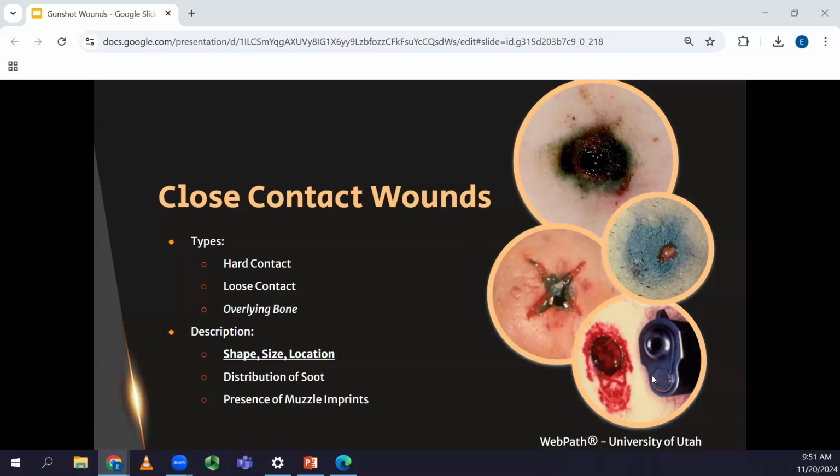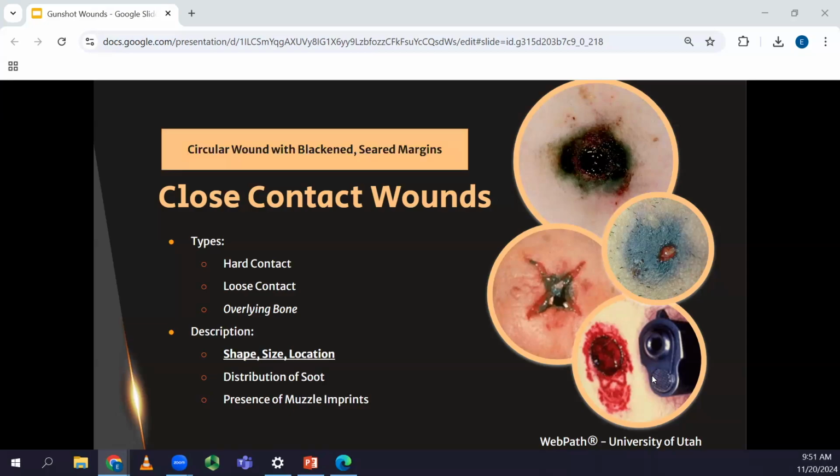So key things to document, of course, are shape, size, location. Distribution of soot: is it inside the wound? Is it surrounding the wound? And if you see a muzzle imprint, then document that you see an imprint, and just describe whatever you see. You don't have to directly say muzzle imprint. But in general, you'll just see a circular wound with blackened or seared margins.